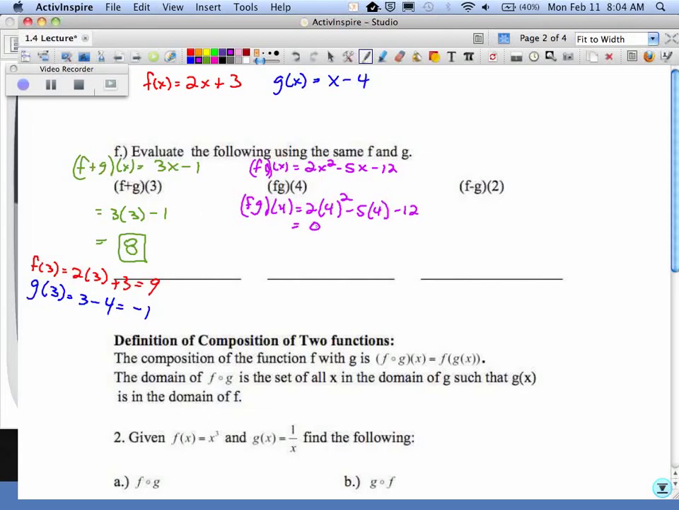When you plug 4 into the red equation, 2 times 4 plus 3 is 11. And when I plug it into the blue, 4 minus 4, I get 0. What's 11 times 0? So when you take the red 11 times the blue 0, I also get 0. So it does match our purple answer. And that tells me that I probably have the right answer.